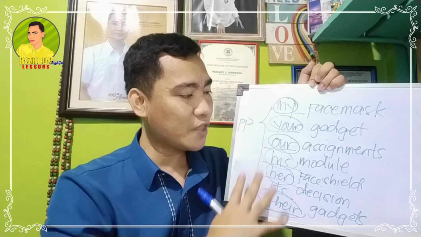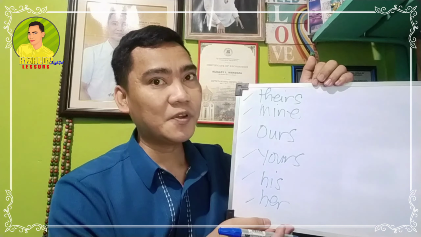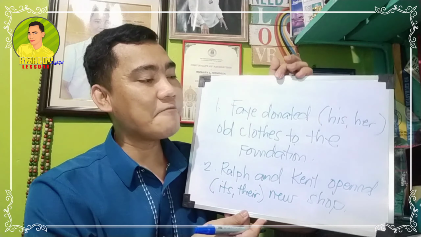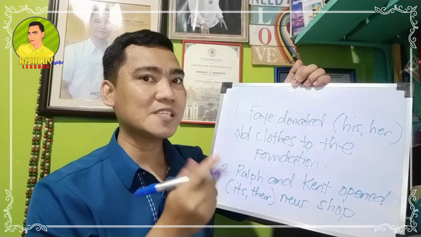So of course you learned already about the use of gender in grammar. So let us have an example. So I have here some sentences and you are going to identify the appropriate possessive pronoun to complete the sentence. Alright, let's see number one. Faye donated her old clothes to the foundation. So what do you think is the best possessive pronoun in this example?